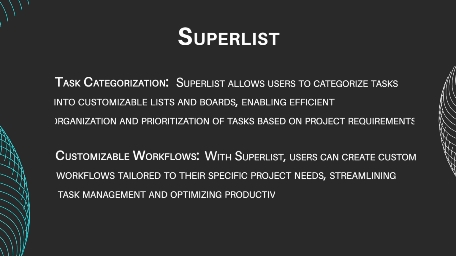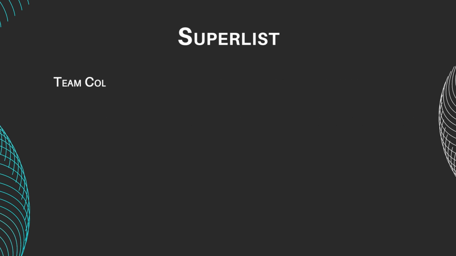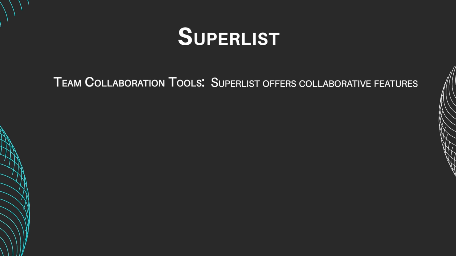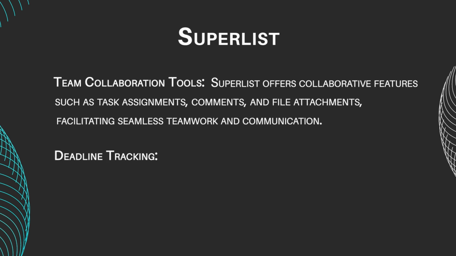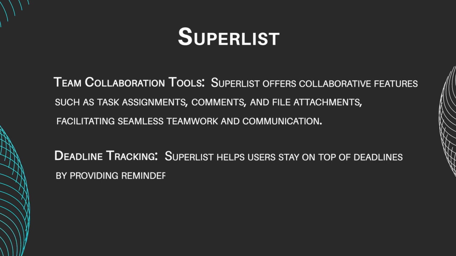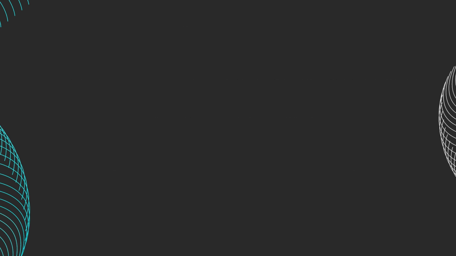and optimizing productivity. Team collaboration tools. Superlist offers collaborative features such as task assignments, comments, and file attachments, facilitating seamless teamwork and communication. Deadline tracking. Superlist helps users stay on top of deadlines by providing reminders and notifications for upcoming tasks and project milestones. Todoist features include Smart Task Capture.